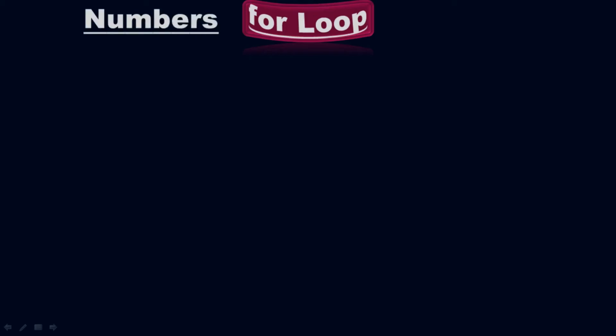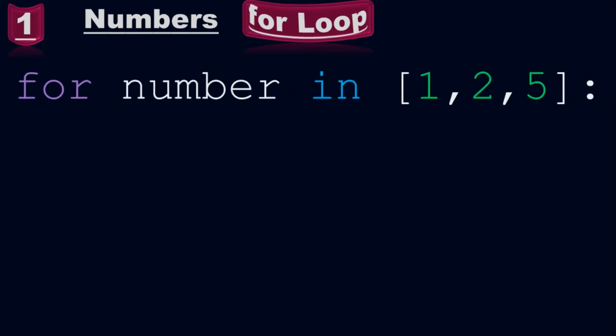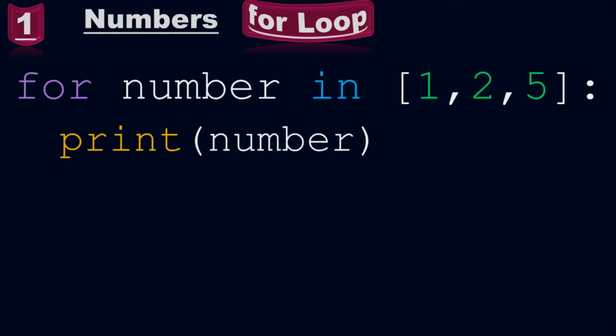Let me first take for loops for the numbers. We will do some examples for the numbers, how the for loop iterates over the numbers. Example number 1: for number in 1, 2, 5, print number. Your final output will be 1 to 5. Look at here, we have used for loop.